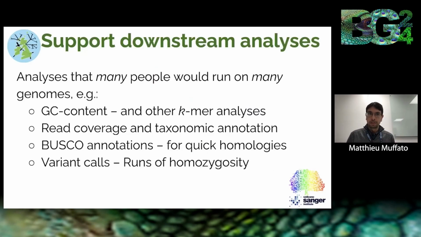So the other part is also a set of analyses that many people would like to see on many genomes. That would include the typical GC content, but actually also k-mer analysis and repeat annotation. Read coverage is, for instance, very useful for taxonomic annotation and decontamination checks. BUSCO annotation is a very quick way to infer homologs across a bunch of species, and variant calls and sort of derived analyses like runs of homozygosity.